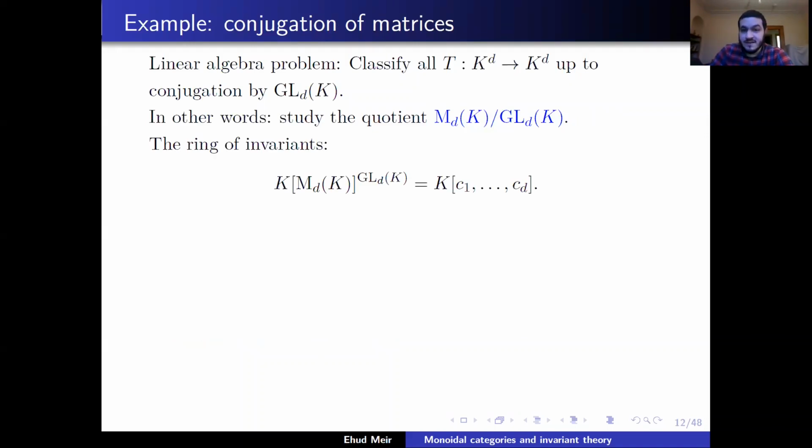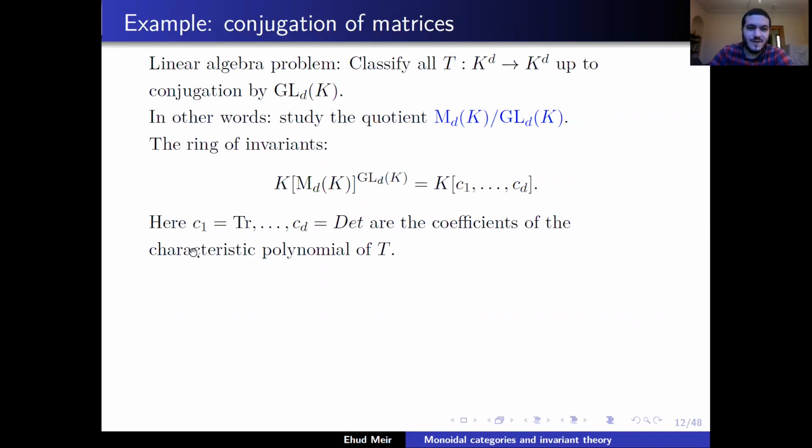Okay, so in this case, the answer to what is the ring of invariants is actually well known. In this case, this is just polynomial rings in D variables, C1, C2 up to CD. Well, what are these variables? So C1 is the trace, CD is the determinant, and everything in between are just the coefficients of the characteristic polynomial of T, of this T.